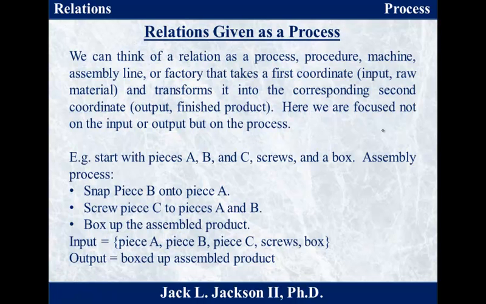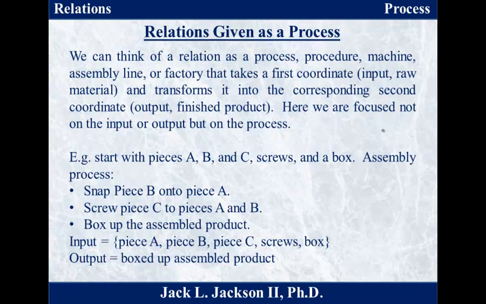Alright, now we're going to look at relations given as a process. So now we're going to think of relations, kind of switch gears again, a little bit different way to do it. Think of a process or procedure or machine or algorithm or assembly line or factory, whatever word you want to use. But what we're thinking is we're taking a first coordinate, we think the input or raw material, and we're going to transform it into the corresponding second coordinate, the output or finished product. Here we're not only focused on what is the input and what is the output, but on the process by which the input gets turned into the output. So again, a more dynamic way, a process.